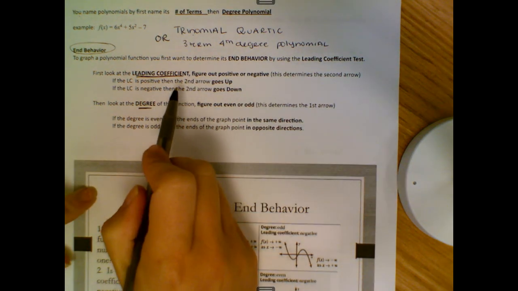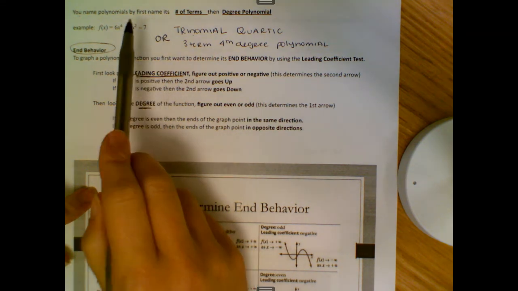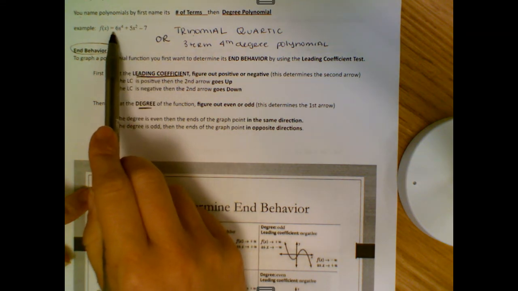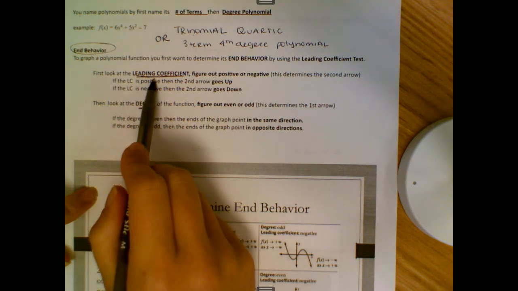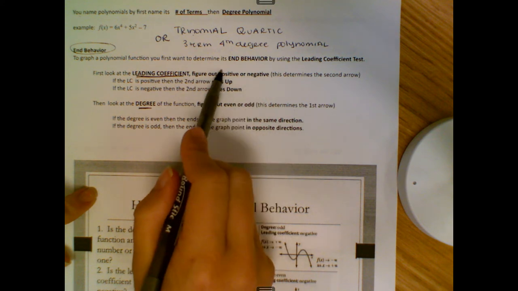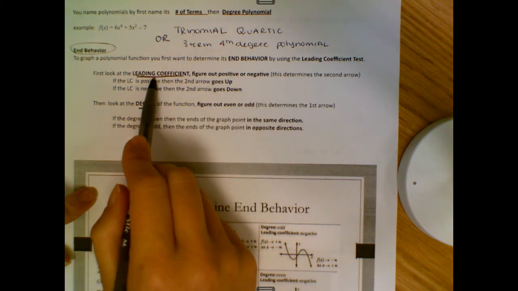So the leading coefficient, remember, is the coefficient next to the highest degree. So in this case, it would be 6. And you need to figure out if the leading coefficient is positive or negative. That's the only thing you have to identify. Okay, it's positive or it's negative.